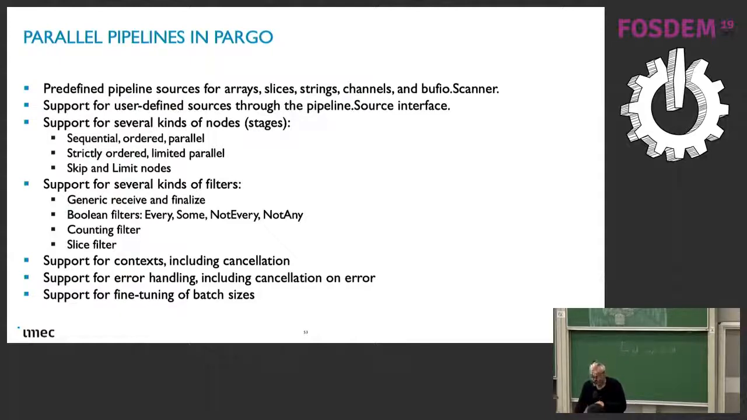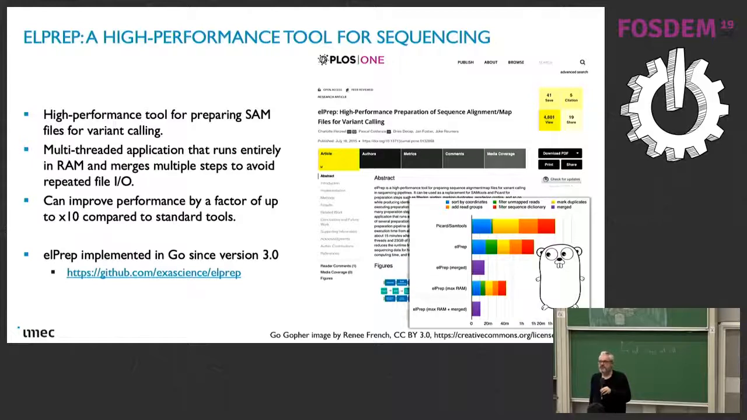All of these features are not just something that we made up. We actually use this ourselves. So we have one tool called ELPREP, which is a DNA sequencing tool that we have developed for a couple of years. It's a high-performance tool for doing certain steps in the DNA sequencing pipeline. It is a multi-threaded application that typically runs something like 10 times faster than the standard tools. And it runs 10 times faster because we're using the Pargo pipelines and some of the other Pargo functionality that I just described. It's implemented in Go since version 3.0, and it's available as an open source project at this link.